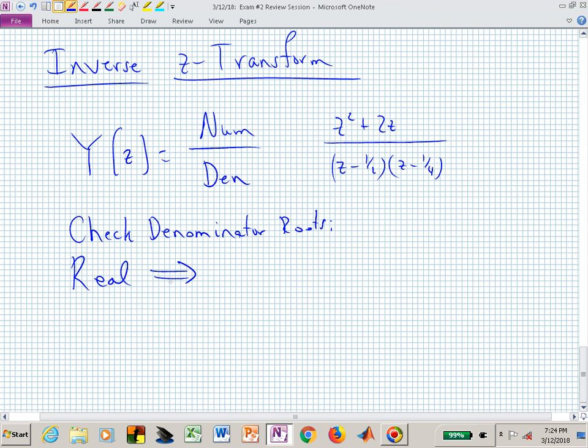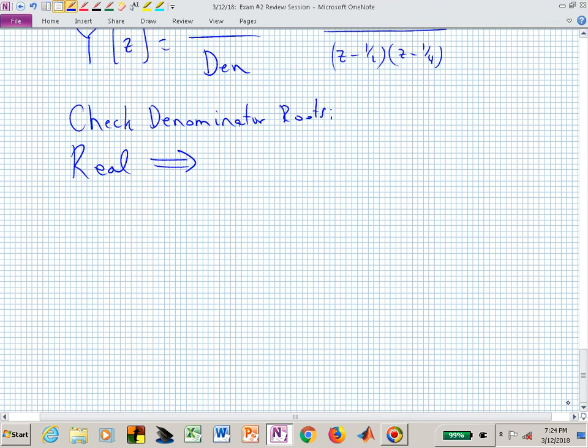And if they're real, what kind of structure do you have? Response structure. If you have real roots, real values of z, if they're on the real line, what kind of structure do you have in your time response? Non-sinusoidal. Exponential is the term I was looking for. So now it's non-sinusoidal, non-oscillatory, it's exponential. So now I would say if it's real, we have an exponential.